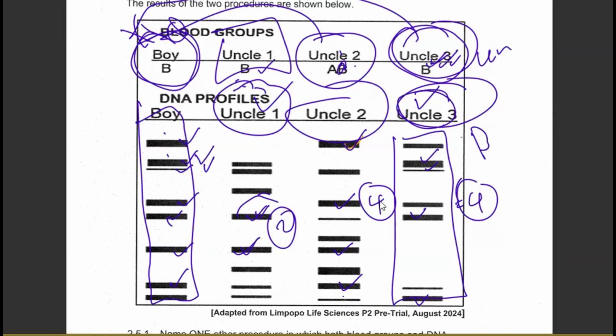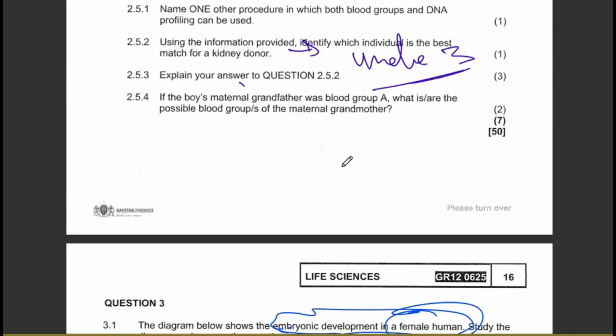Blood group B can donate blood to blood group B, meaning that the uncle of blood group B can donate blood to the baby or the boy who is also blood group what? Blood group B. Yeah. And then now we go to the next question.